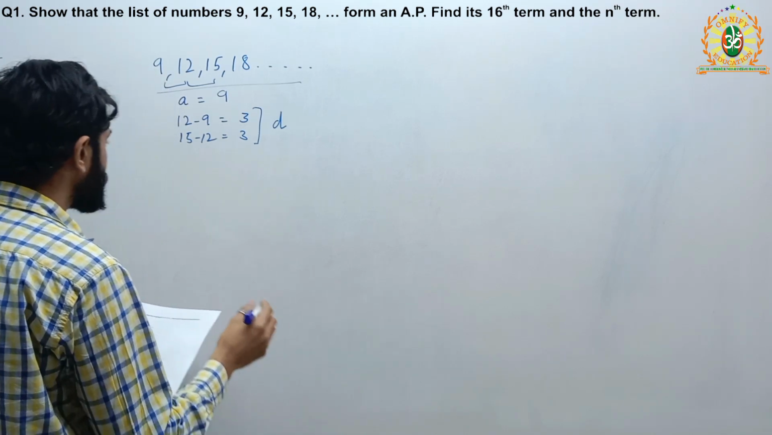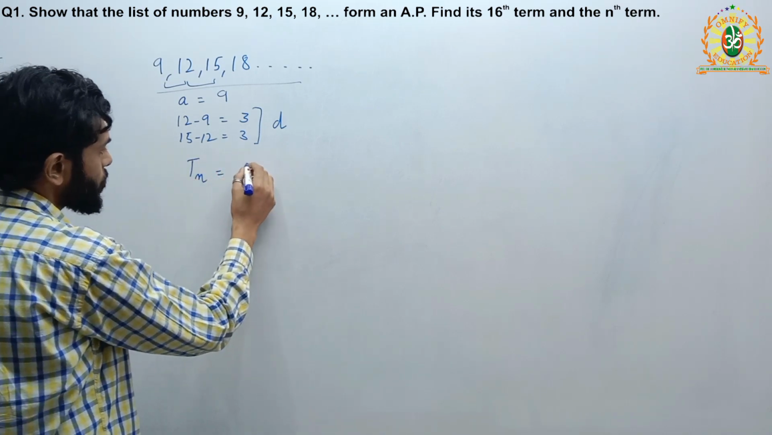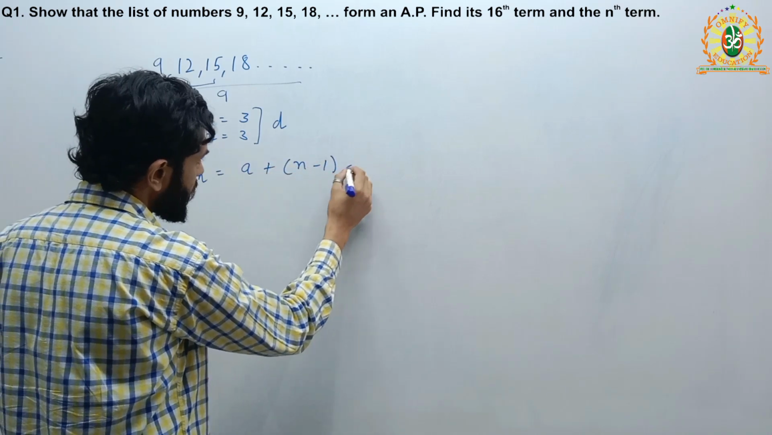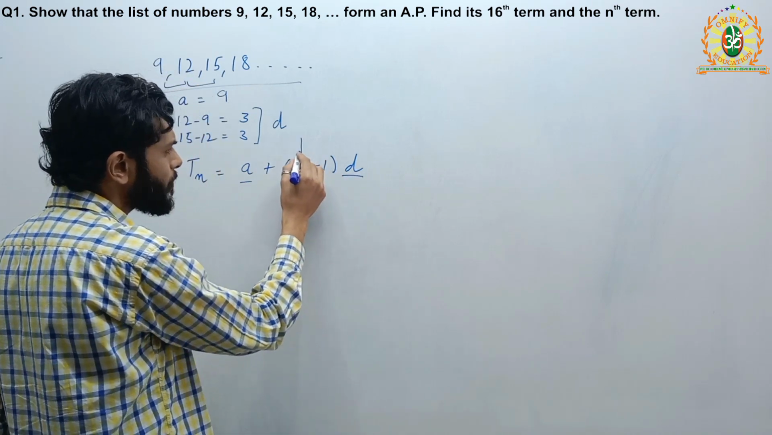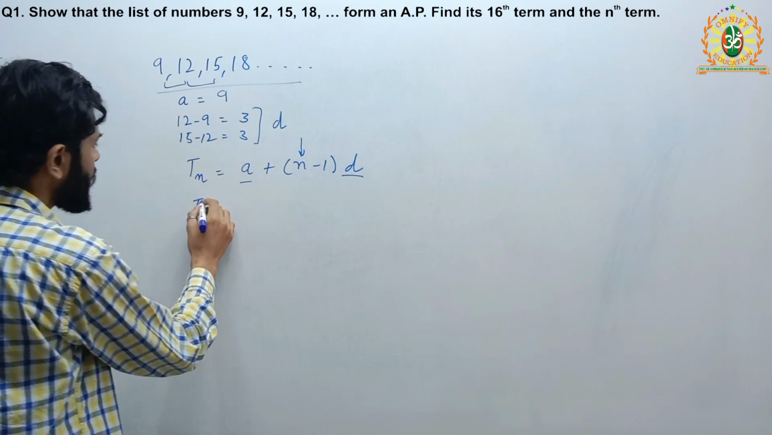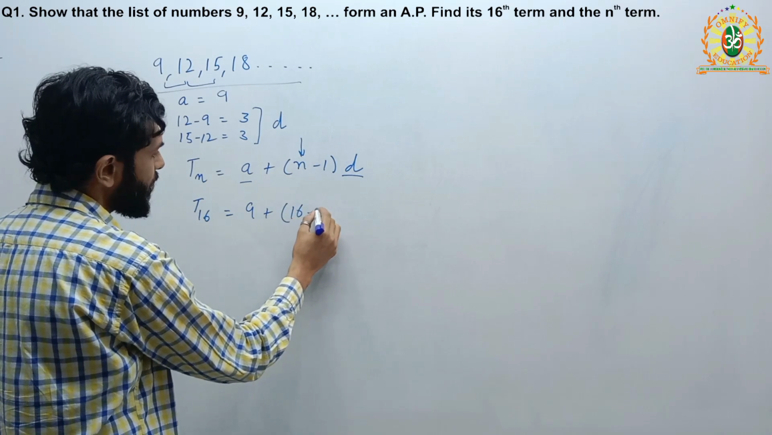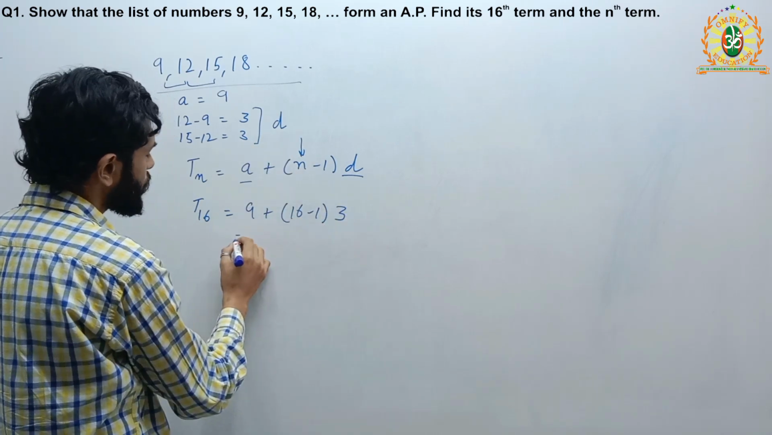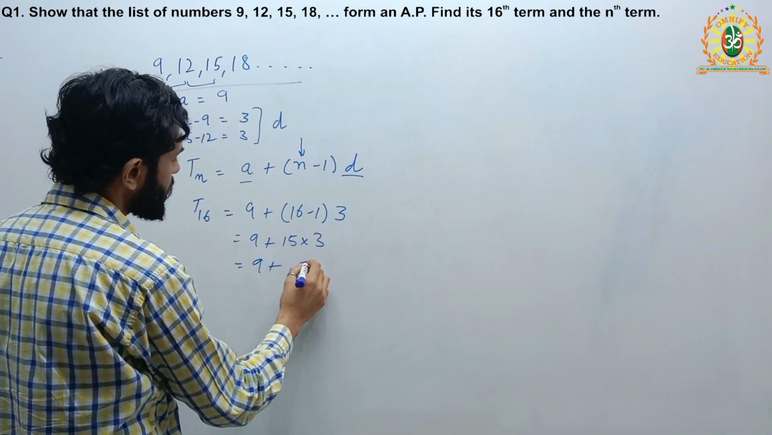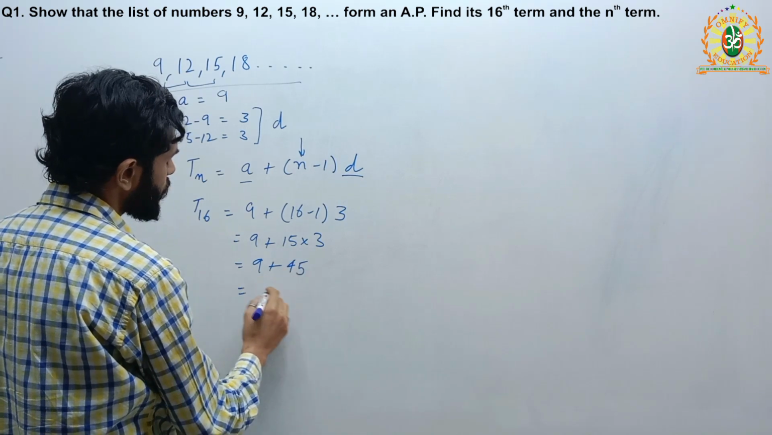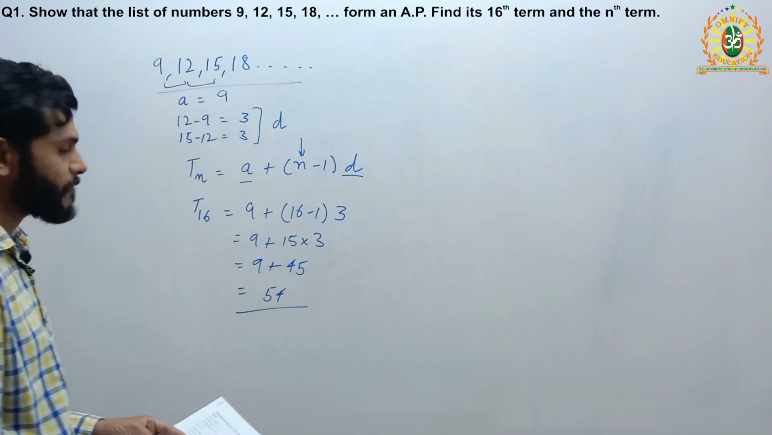Now, we have to find its 16th term. So, the general formula for finding the nth term is Tn is equal to a plus n minus 1 into d, where a is the first term, d is the common difference, and n is the number of the term which you have to find. So now we have to find the value of T16. So a is 9 plus 16 minus 1 into d, which is 3. So it will be 9 plus 15 into 3, which will be 9 plus 45, and it will be 54. Hence, your 16th term is 54, which is your required answer.